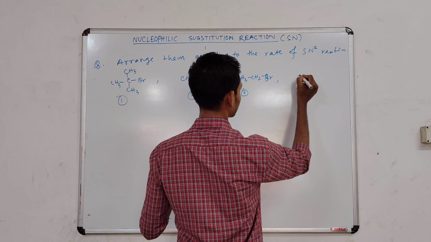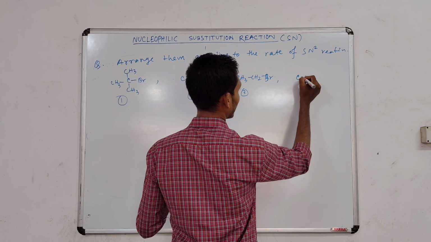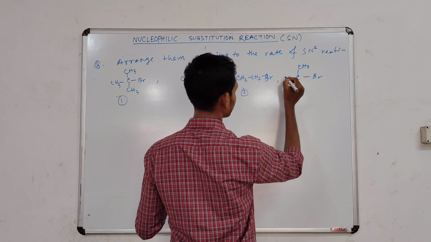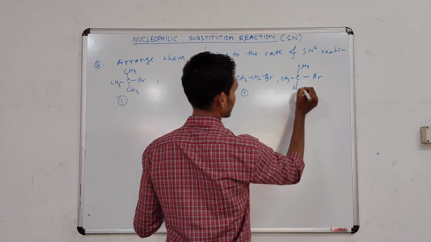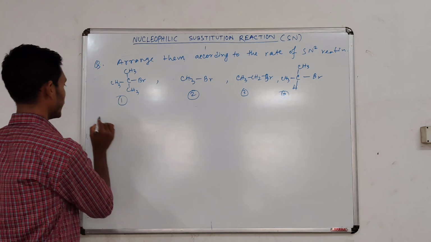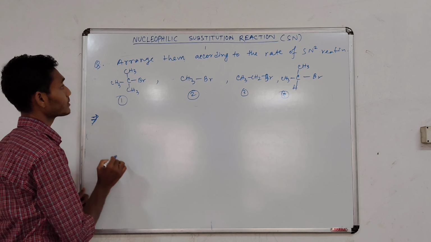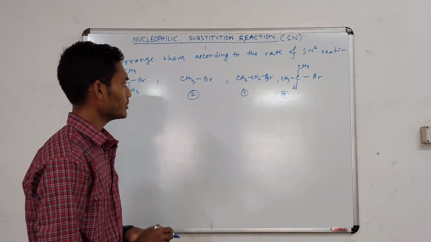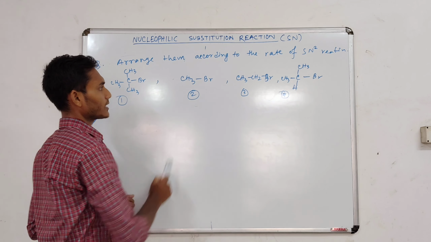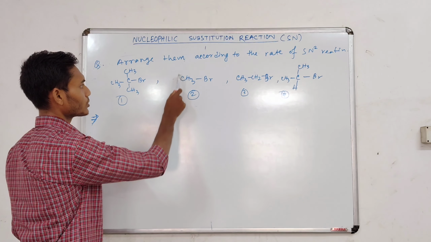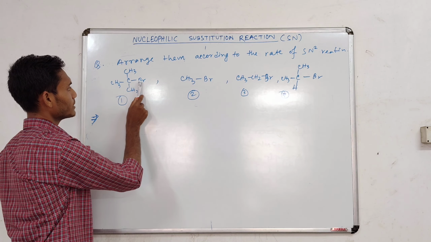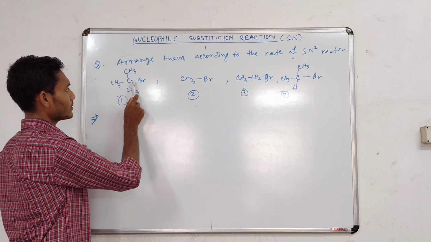And number 4, isopropyl bromide, CH3CHBrCH3, that is isopropyl bromide. Now how can we answer the question? Here you can see the bromine is attached with a carbon, and we look at the carbon with bromine.